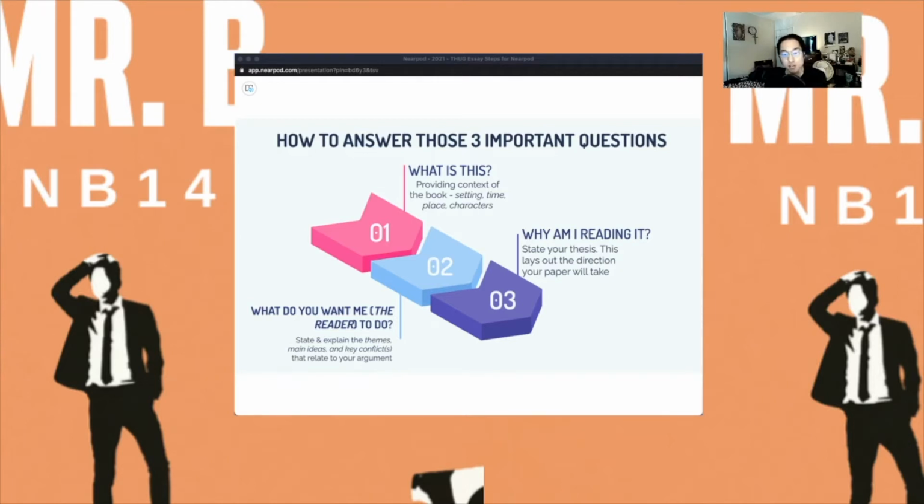The first one, you're providing some context with the setting, time, place, characters, location even. And then you're going to state the main ideas, key conflicts, any themes, or anything that might need defining that your reader might not know about. So that's what you would want your reader to do, to inform them. And then you're going to tell them, why are they reading this? This is where you're stating the purpose, or stating your thesis. And that thesis statement is going to lay out the direction in which your paper is going to take.